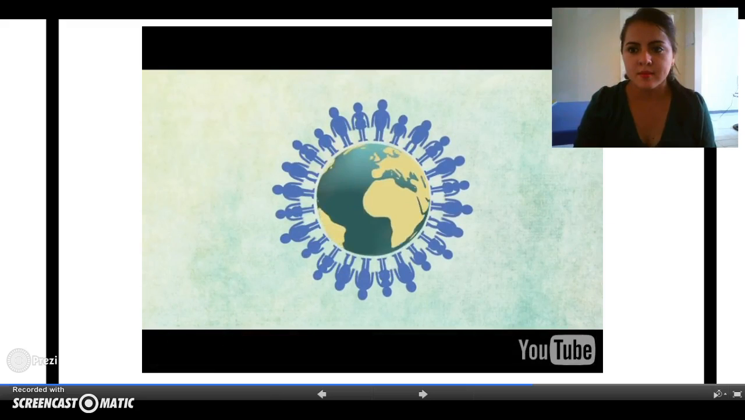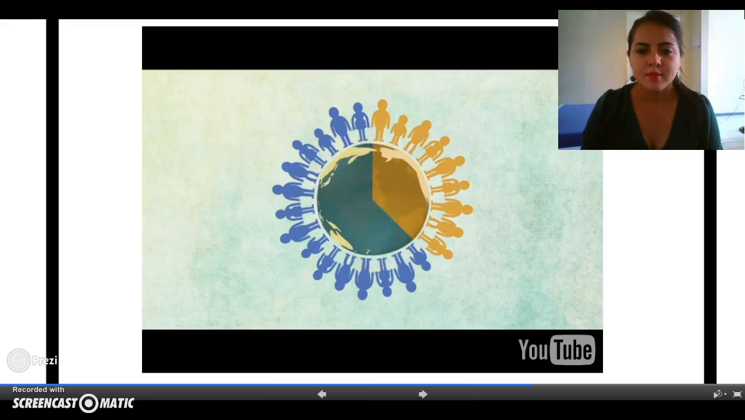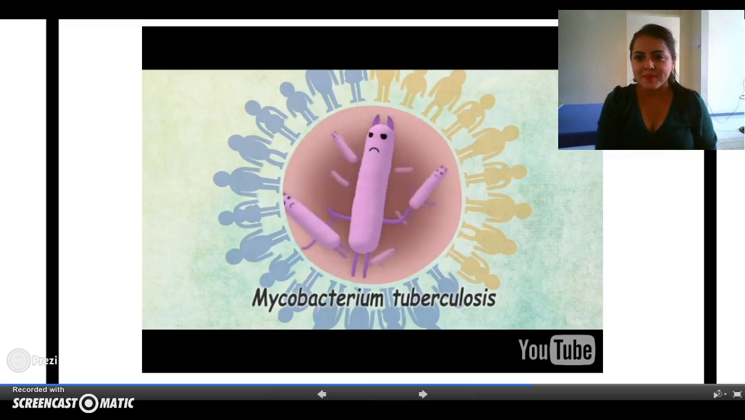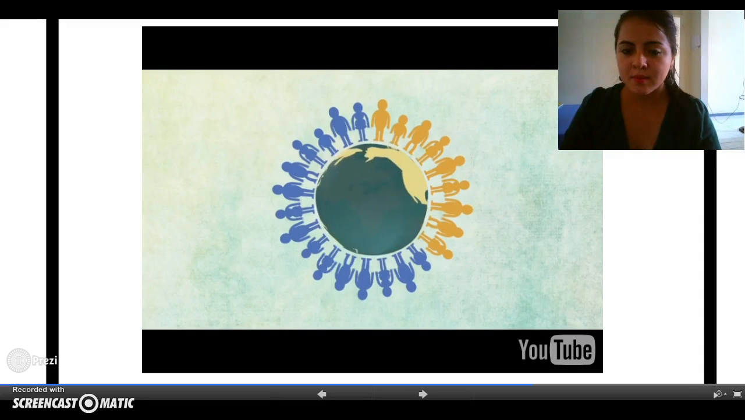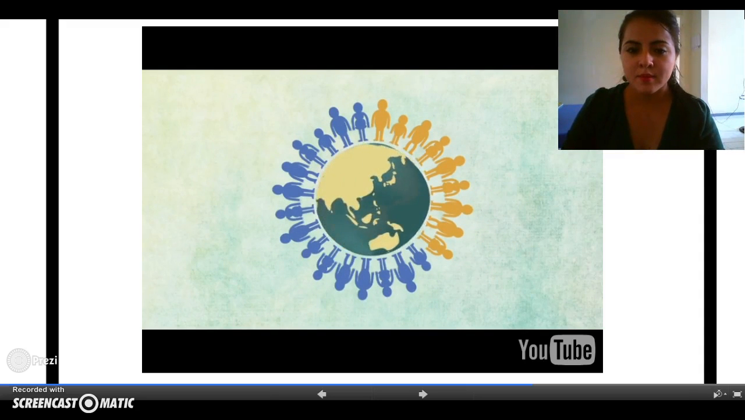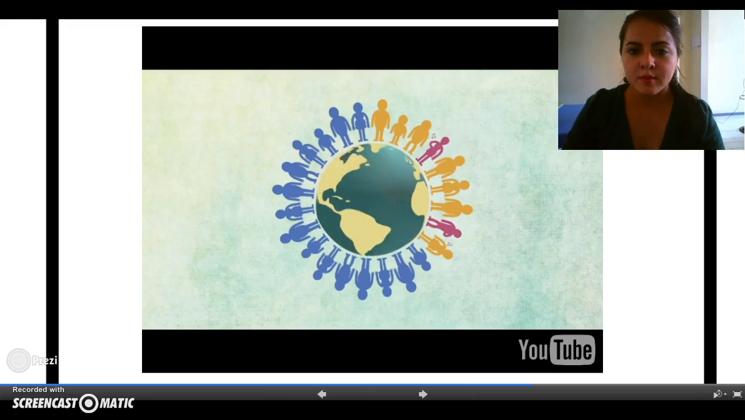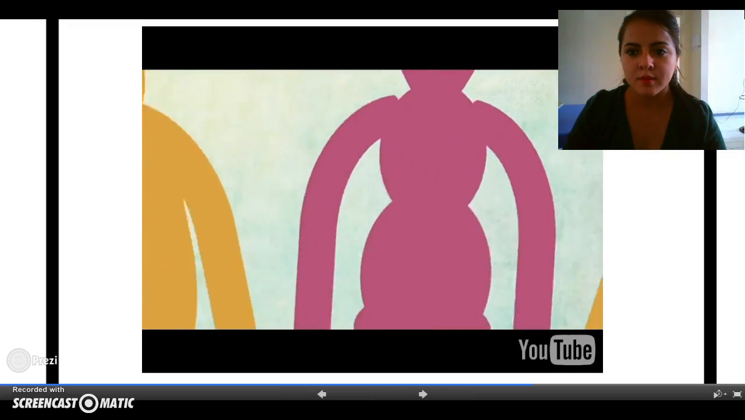An estimated one third of the world's population is infected with tuberculosis. One third. And here's the culprit, the minuscule bacterium called Mycobacterium tuberculosis. But does that mean 2.3 billion people are sick? Fortunately not. Only a small proportion of them actually become sick. To understand why, let's take a closer look at the bacterium itself.